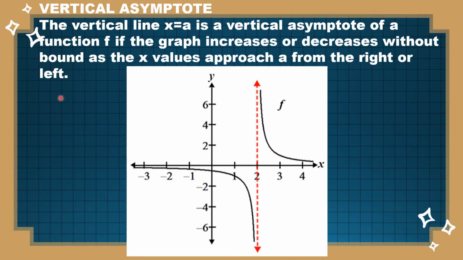Vertical asymptote. The vertical line x is equal to a is a vertical asymptote of a function f if the graph increases or decreases without bound as the x values approach a from the right or left. Now, this red dotted line here is what we call the vertical asymptote. The graph will not touch it, this one, the right part of our graph and the left part of the graph. They do not touch, it just goes straight. That is what we call the vertical asymptote.